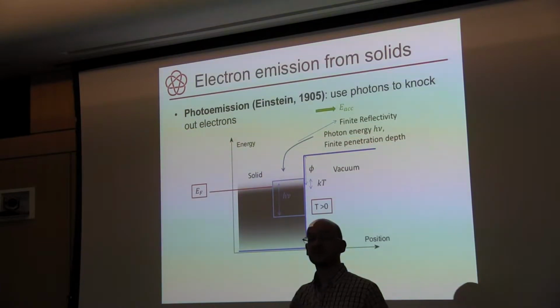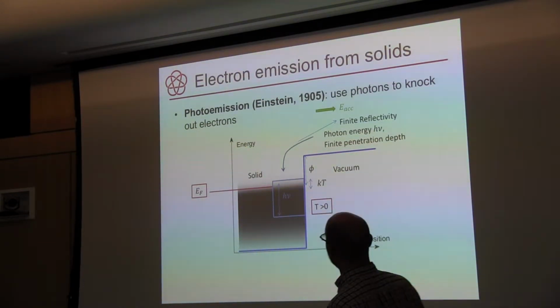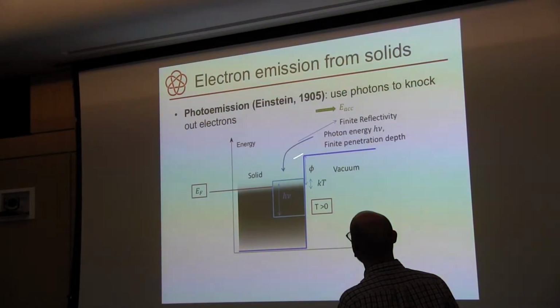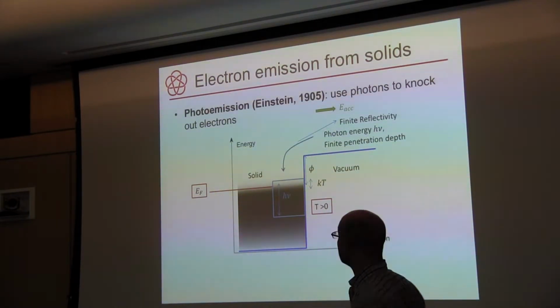Photoemission, on the other hand, is as short as the laser pulse, which can indeed be down to the tens of femtoseconds if we so chose. This was originally proposed by Einstein in 1905, very famous. It's what he won his Nobel Prize for. We're using photons to literally knock out electrons.